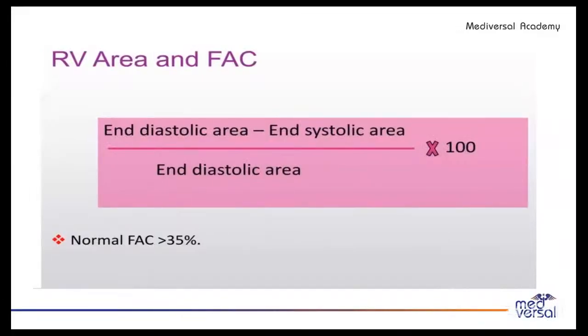Generally, fractional area change will be calculated in the apical four chamber view.